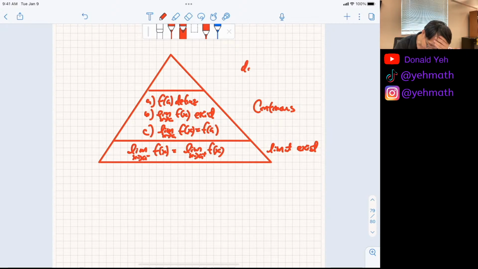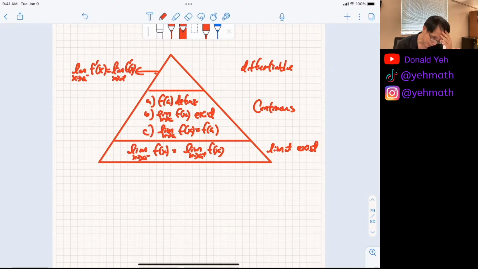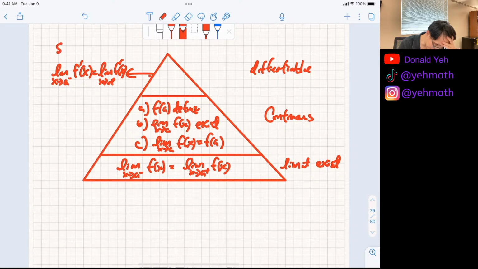Now the last one is called differentiable. This is the last stage. I'm going to write out here the limit as x approaches a from the left, but it's not f of x, it's actually f prime of x, is equal to the limit as x approaches a from the positive side of f prime of x. So this is slope from the left equal to slope from the right. If that's true, then it's differentiable.